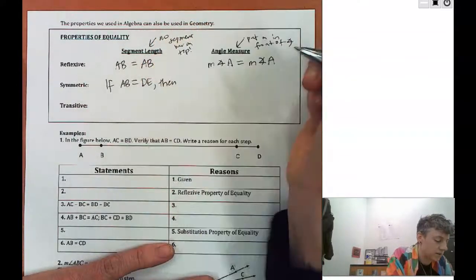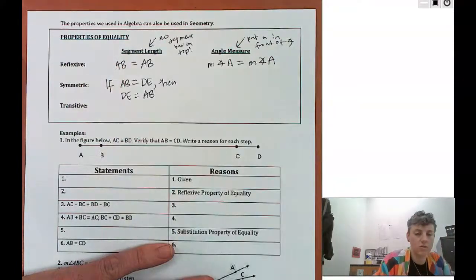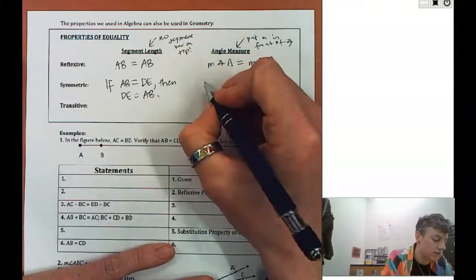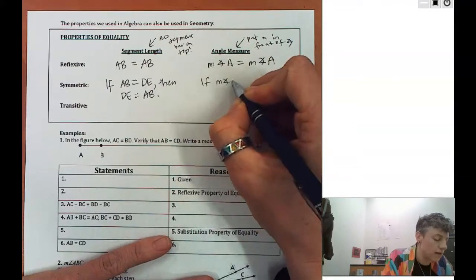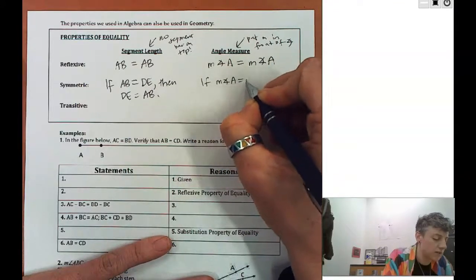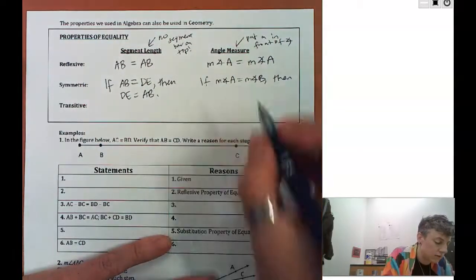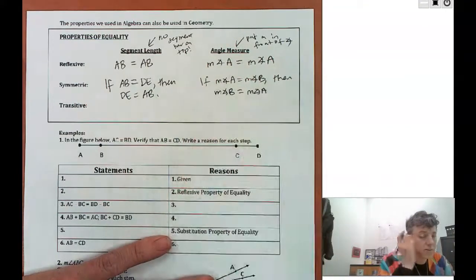Then segment DE is equal to segment AB. Change the order, still true. The angle version is going to say if the measure of angle A is equal to the measure of angle B, then I can flip that around and it's still true. The measure of angle B is still equal to the measure of angle A. Flipping sides of the equal sign doesn't change anything.